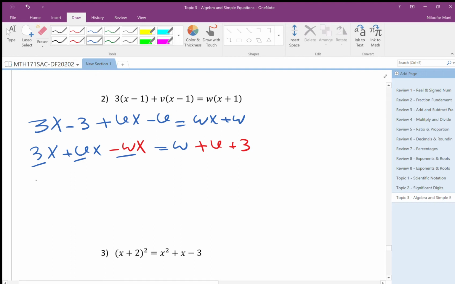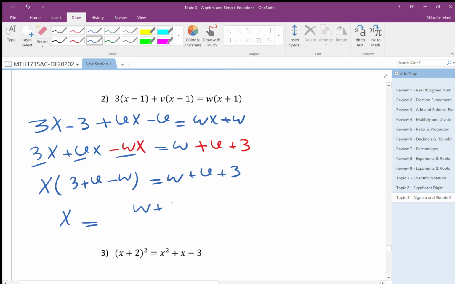So I factor x then. x times (3 plus v minus w) equals w plus v plus 3, and then x is... no, in here it must be minus. Yes, okay, so what is x then?